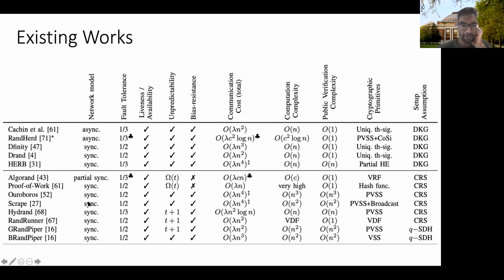So synchrony is the network model where you assume that the message delays are bounded, and the protocol designer knows the message delay a priori before designing the protocol. So if the message delay is delta, the protocol designer can plug in delta in the description of the protocol. It can say wait for delta amount of time and then do something. In asynchrony, we do not have any bound. The only guarantee it provides is that eventually all messages will be delivered.